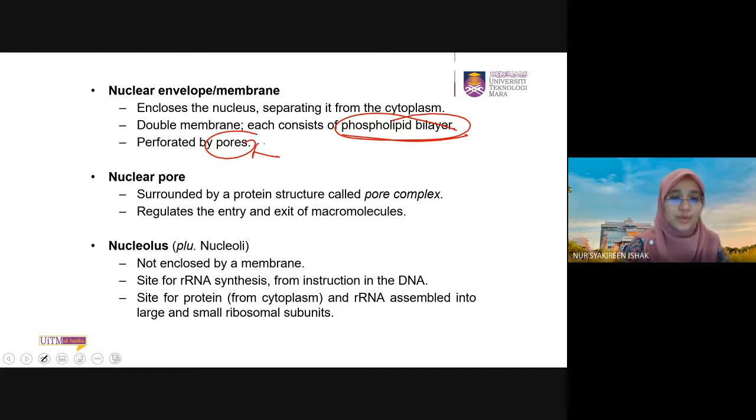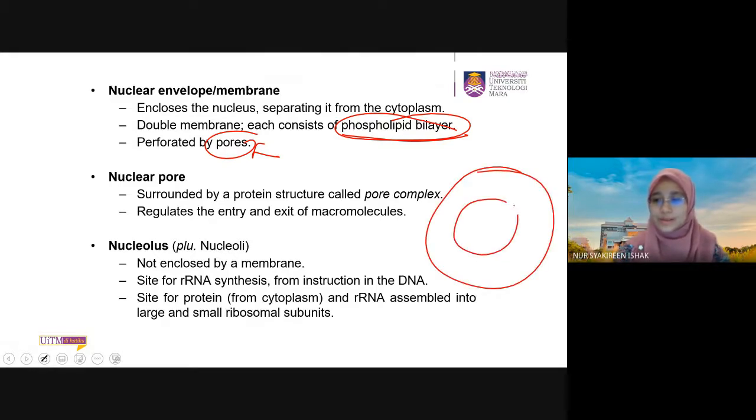So that function to control the substance to move in and out of the cell. So for example, the nucleus of the cell, this is the nucleus. It has a double membrane, it has pores. I draw it roughly like this.